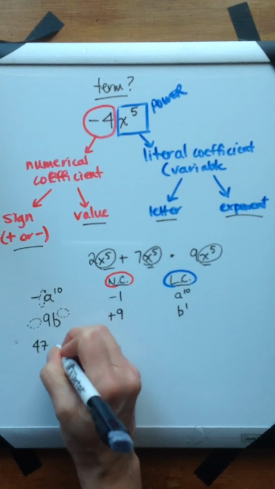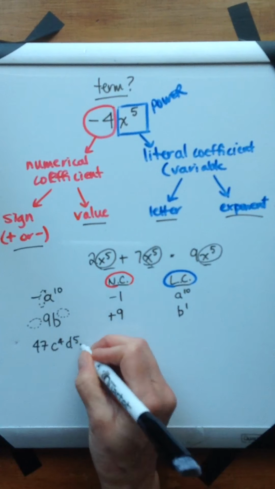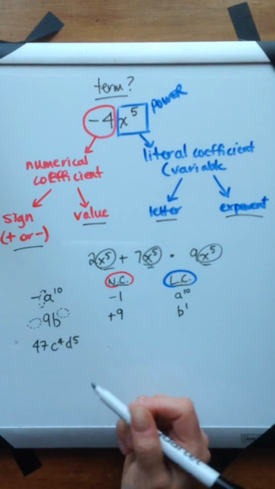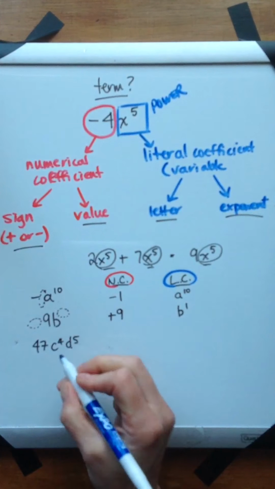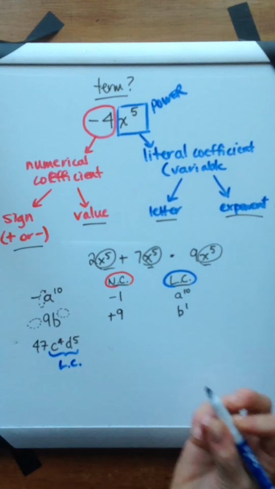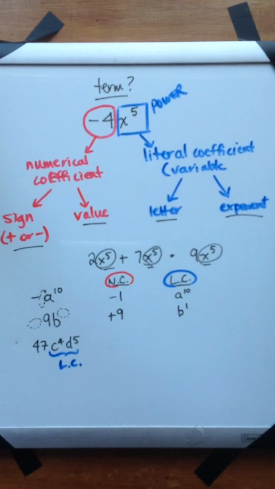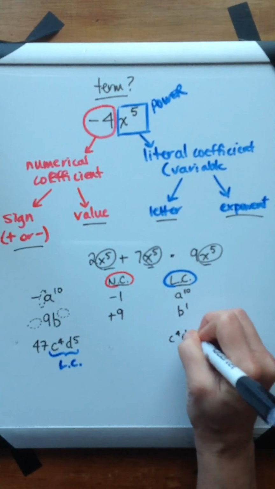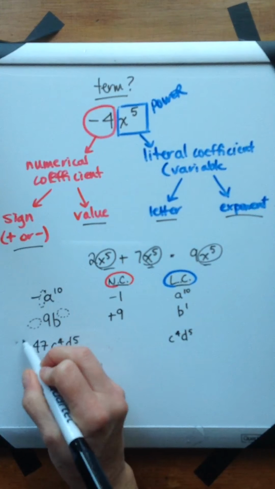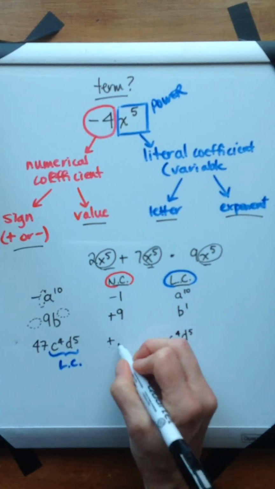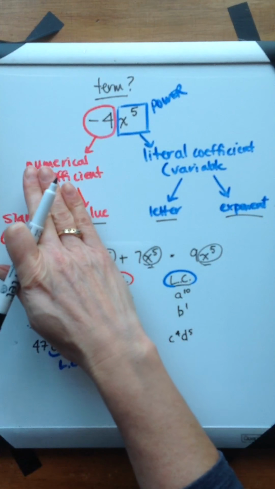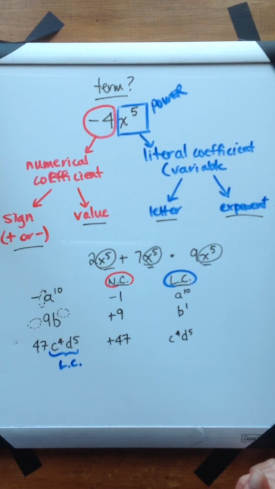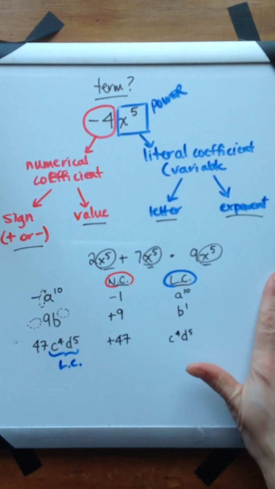Finally, if I give you 47c to the 4th, d to the 5th, this looks a little bit different from some of the other terms we've done because it has 2 power pieces. Nonetheless, just because it has 2 power pieces means that this entire thing is the literal coefficient. So I'm going to do this one a little bit backwards. I'm going to say the literal coefficient is c to the 4th, d to the 5th. And the numerical coefficient, again, no sign, so it's assumed to be positive, and a value of 47. And terms are always written in this order, with the numerical coefficient first and the literal coefficient second for clarification, so there's never any discrepancies between them.